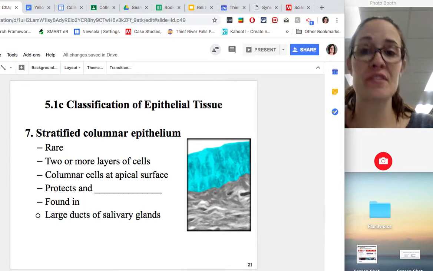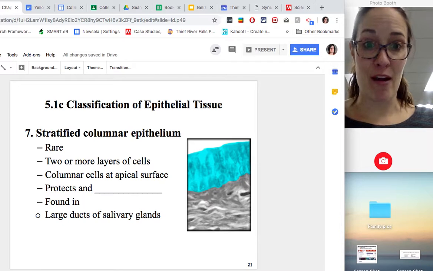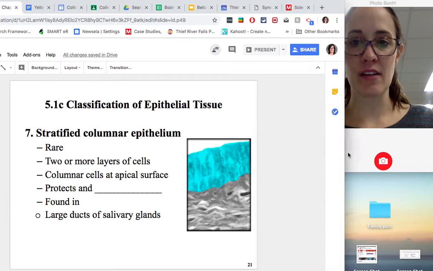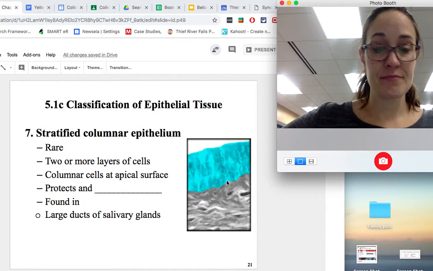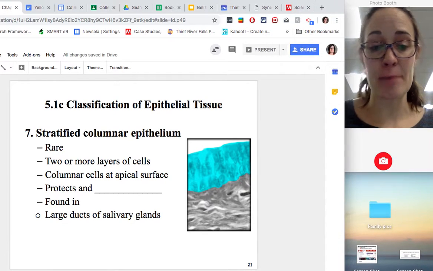The next type of epithelial tissue is stratified columnar, which is very, very rare. Here is the whole thing highlighted. Here's one nucleus, another. In this case, this looks like two layers of columnar cells. It protects and secretes also. We find it in the salivary glands specifically.